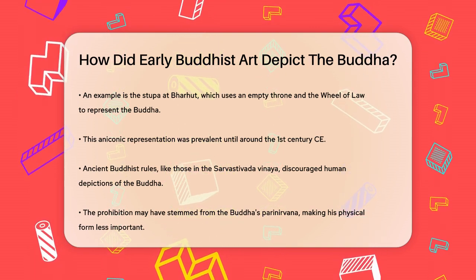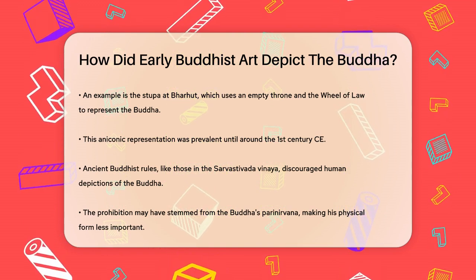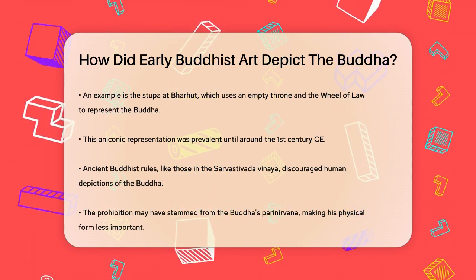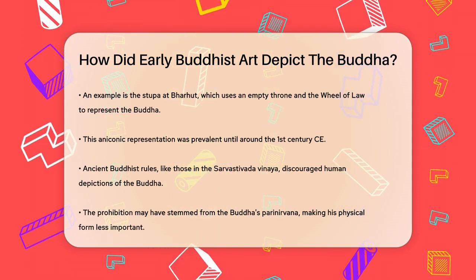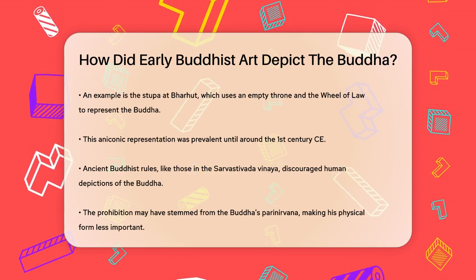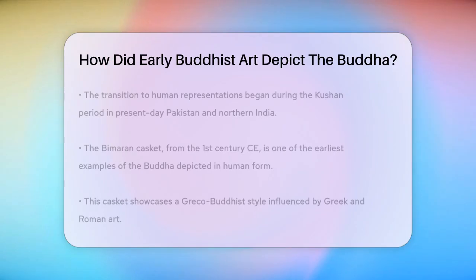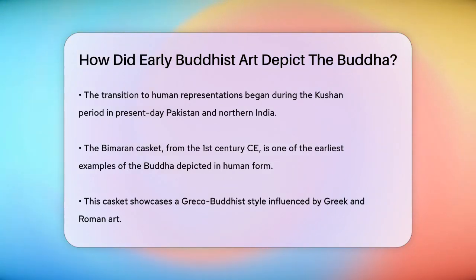The reason for this aniconic period could be linked to ancient Buddhist rules, such as those found in the Sarvastivada Vinaya, which prohibited showing the Buddha in human form. This prohibition may have been due to the Buddha's achievement of parinirvana, or release from the cycle of rebirth, which made his physical form less relevant.